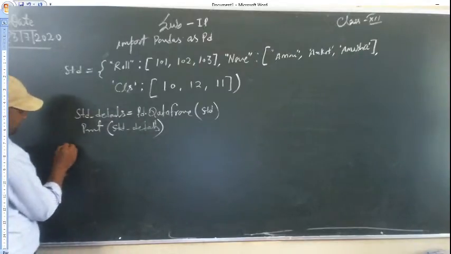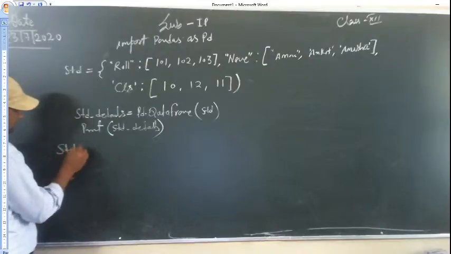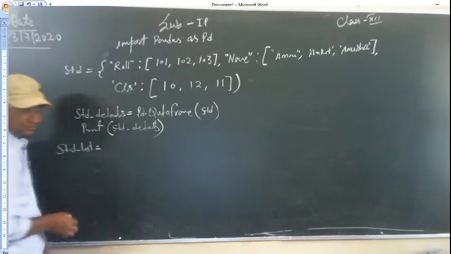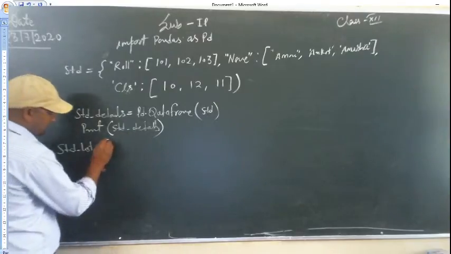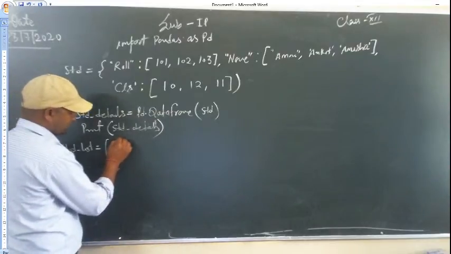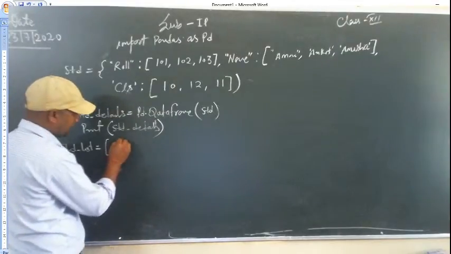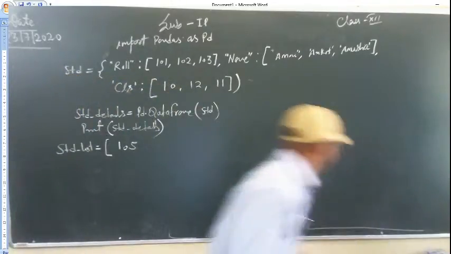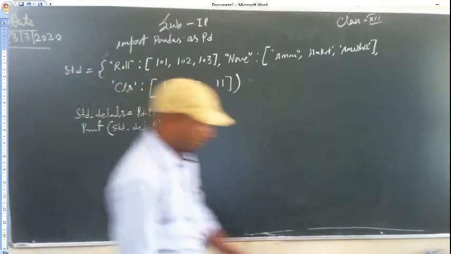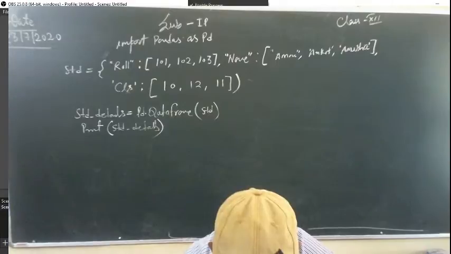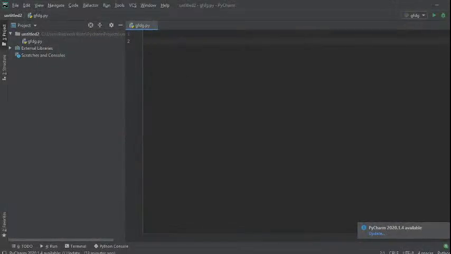Then let's say if you are making a new list, std list is equal to, we are going with the roll numbers, like putting 3 numbers continuously here, like 105. Okay, first I will explain this one to you. Wait. Let me open this PyCharm.